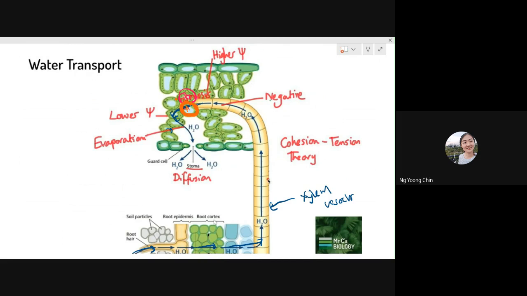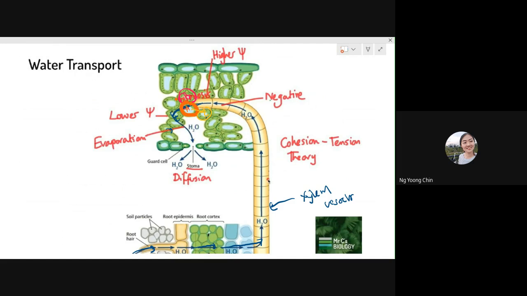For example, now cell A has got the water, right? So compared to this one, this is cell C. Cell C has a lower water potential, right? So that's why the water is able to diffuse again from A to C. Because the water always moves in this direction. From the high water potential, it will always move to the low water potential.